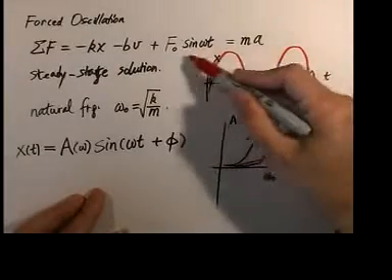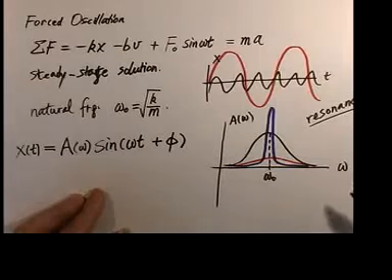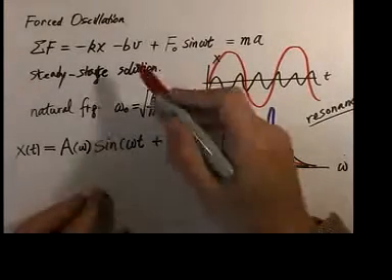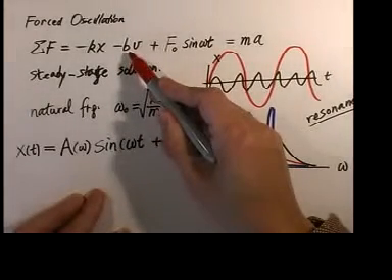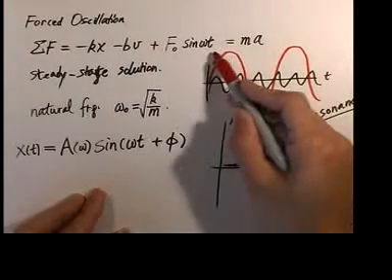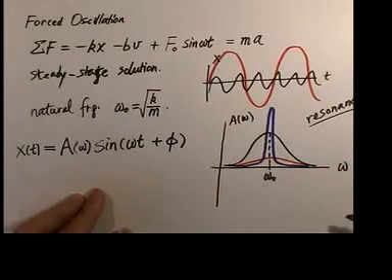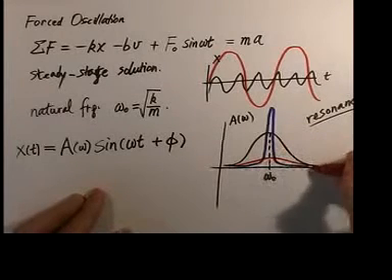Because after all, this term has an omega in it. When omega matches omega naught, you have very large oscillation and so forth. But when B is very large, then the system is dominated by the resistance force. You don't really care that much about the next term, which is the driving force, so the curve will not be very sensitive to frequency. So you get a flat curve like that.